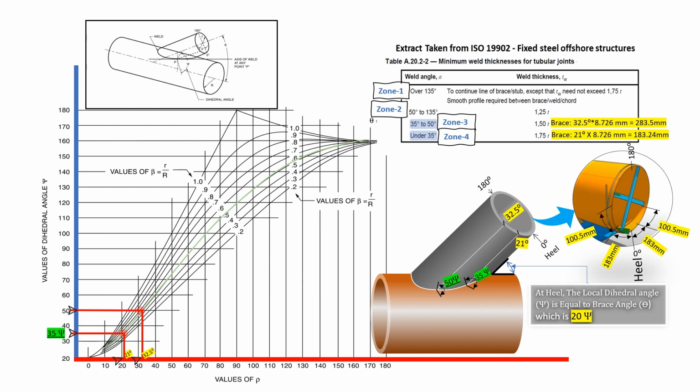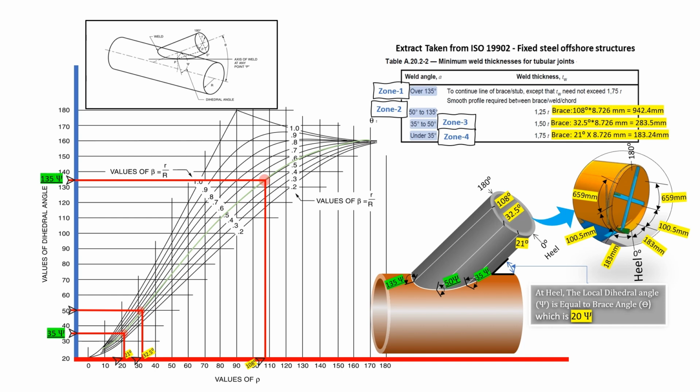For zone 2, the range is between 50 and 135 degrees. For a 135 degree dihedral angle, the parameter division will be 108 degrees. Accordingly, 659 mm on both sides from zone 3 will be zone 2, and the required weld size for this zone is 1.25 times the brace thickness.